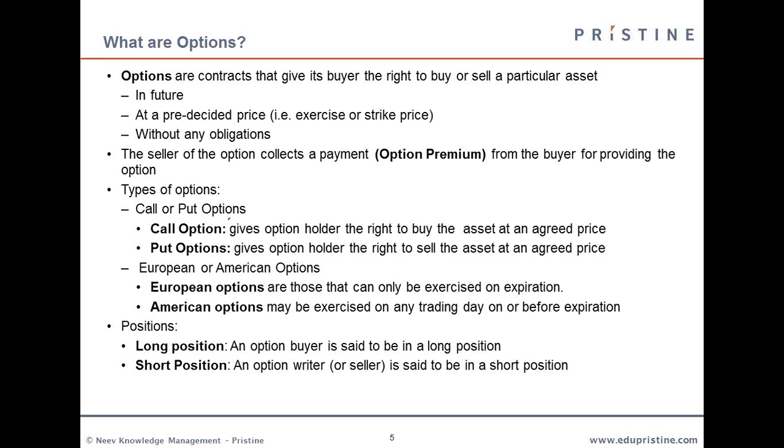One is a long position and the other is a short position. Long position basically means you are an option buyer. That means if you buy an option, you are in a long position, and if you sell an option, you are in a short position. These are basically the terminology that we have. The pre-decided price is called the exercise price or the strike price, and the pre-decided date on which the option is exercised is called the exercise date.